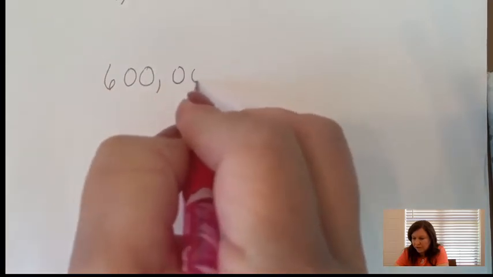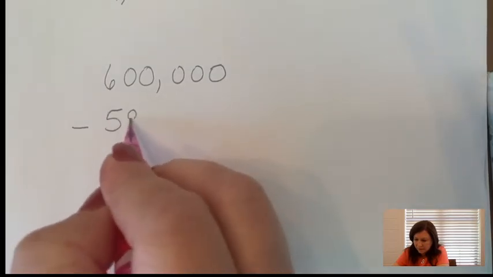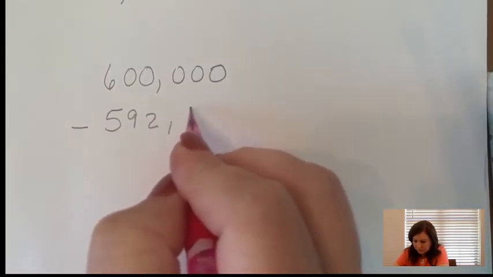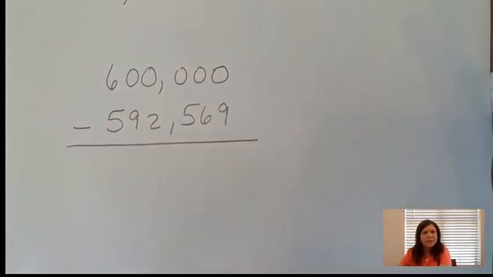So we're going to have the number 600,000 minus 592,569. What do you notice about this top number? That's right, it has a lot of zeros, okay?